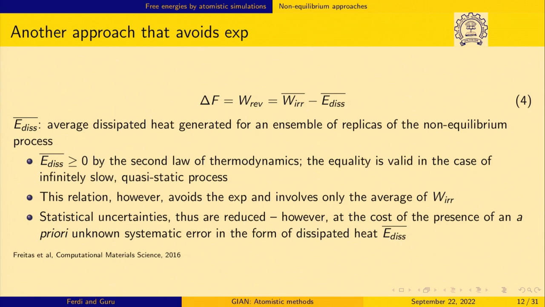So the statistical uncertainties of doing this average on an exponential are reduced, but we have now introduced an unknown quantity, which is the dissipation. So if we somehow can evaluate this, yes, of course, you can avoid averaging over exponentials. How do we calculate this dissipation and how do we evaluate it? We are trying to do something cleverer than that. You will see that we are trying to cancel out the heat dissipation somehow.